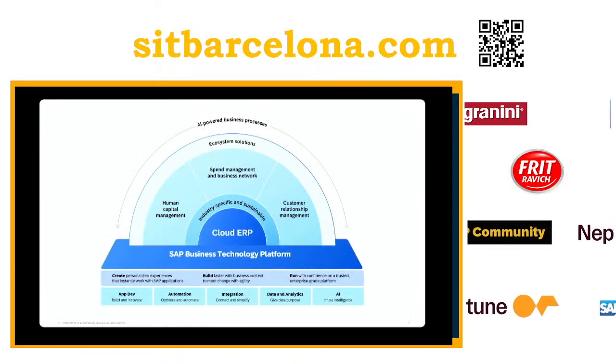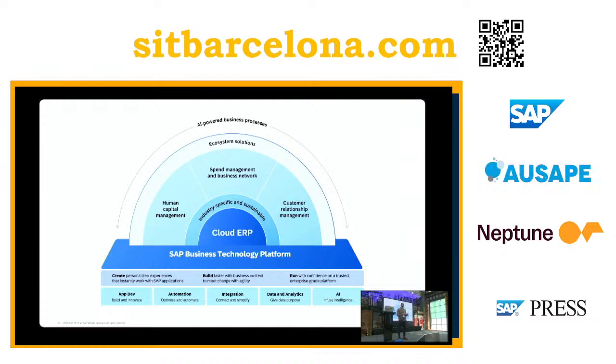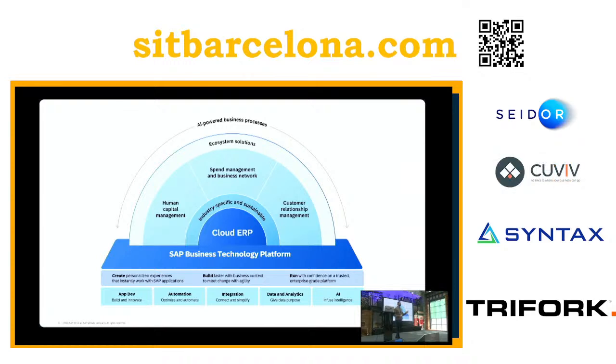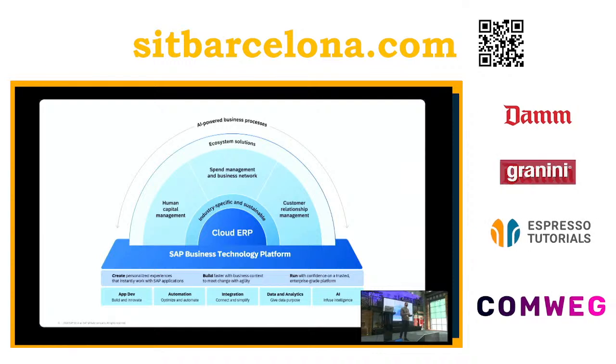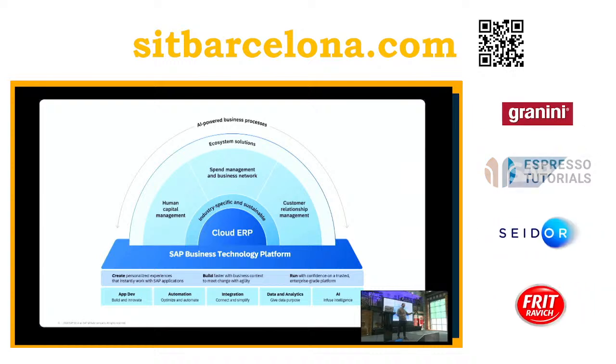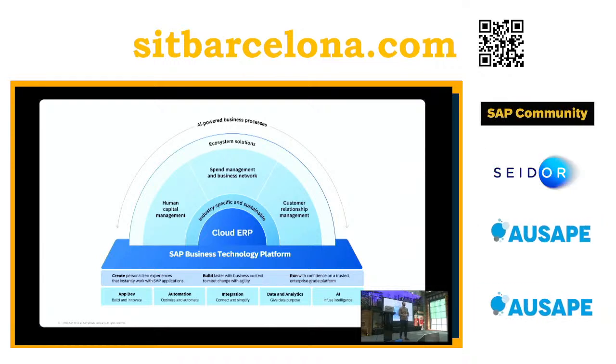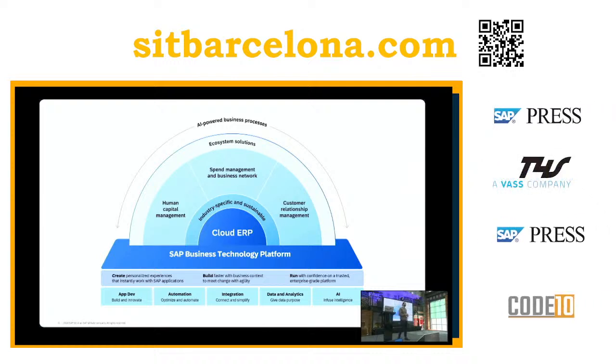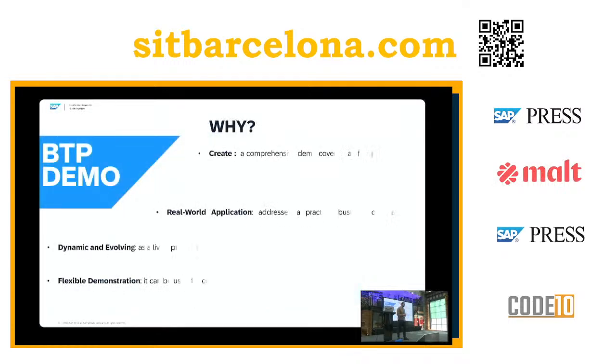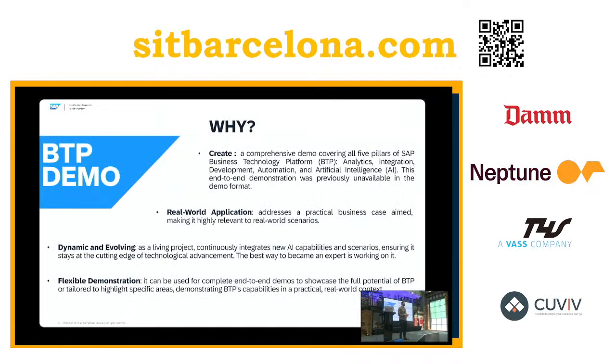So as you may know, this is the SAP strategy, and we are not talking about the SAP strategy, but the important thing is BTP has 5 different pillars, and today we want to show you an integrated demo that we have created in the team where we touch every one of the different areas. So we have an app that has been developed with SAP Labs, we have automation, we have integration suite, we have data and analytics, and at the end we have also enabled artificial intelligence within the applications that we have developed. So why have we created this scenario?